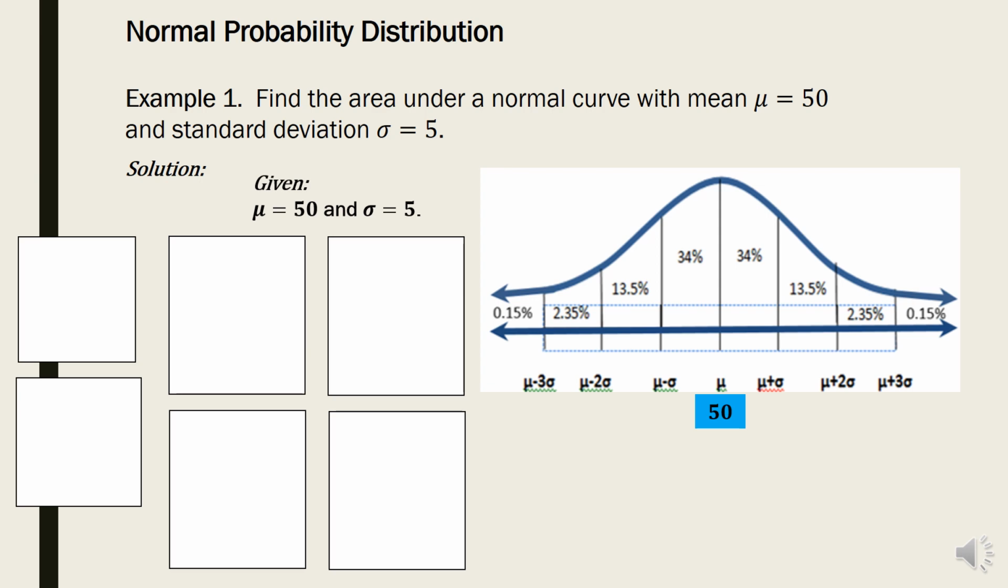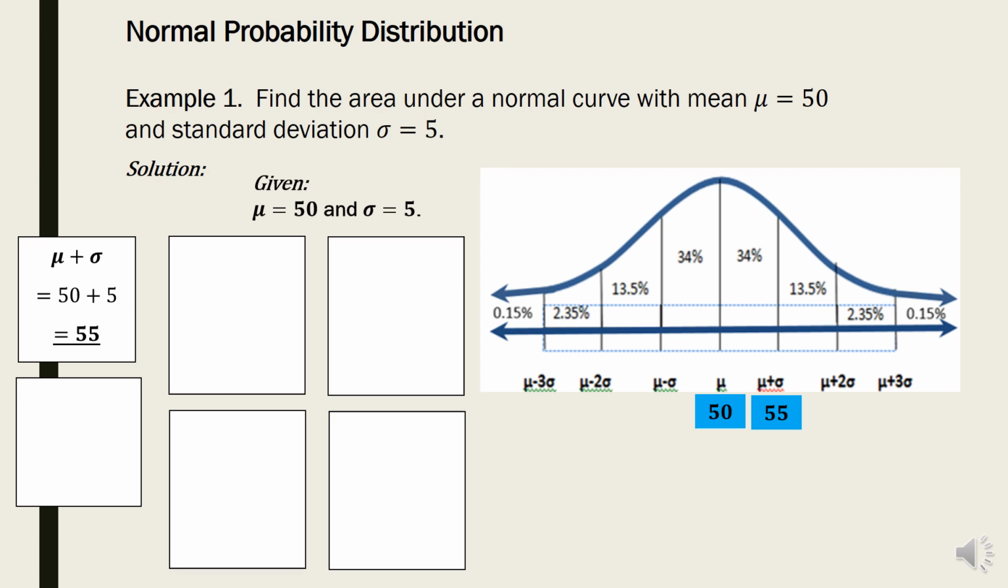Then we will now identify the one standard deviation about the mean. So we will start with the one standard deviation above the mean. So we have mu plus sigma. Then substitute the given values. We have 50 plus 5. The result is 55. Then we will write this in our normal curve. So that is our one standard deviation above the mean.